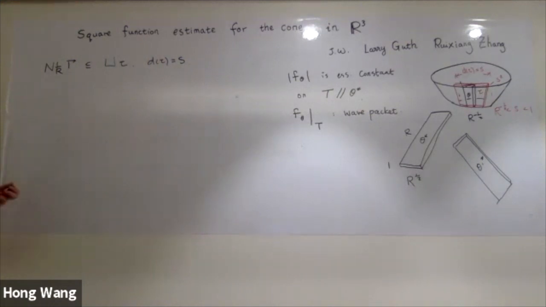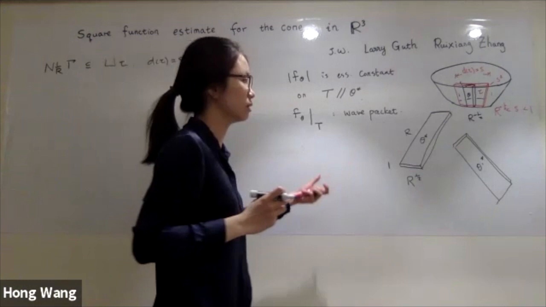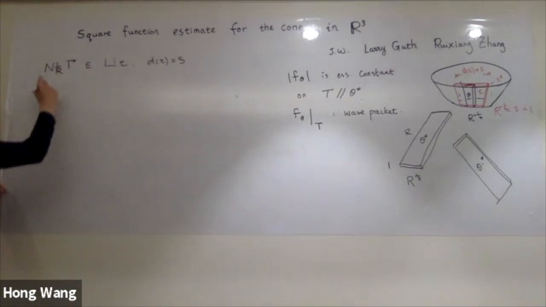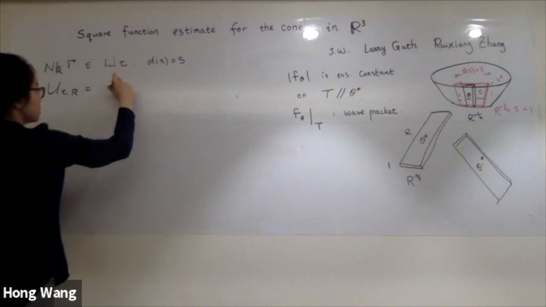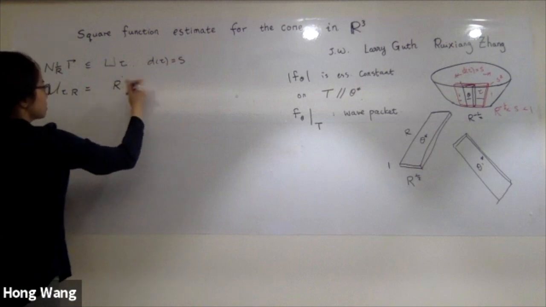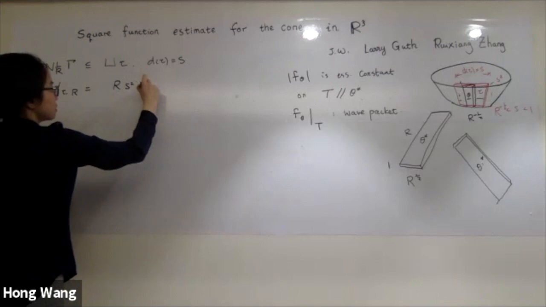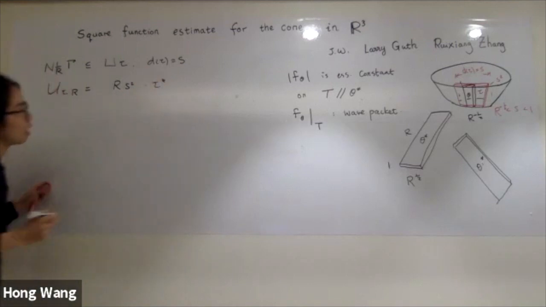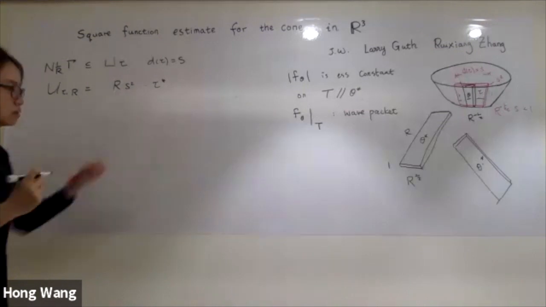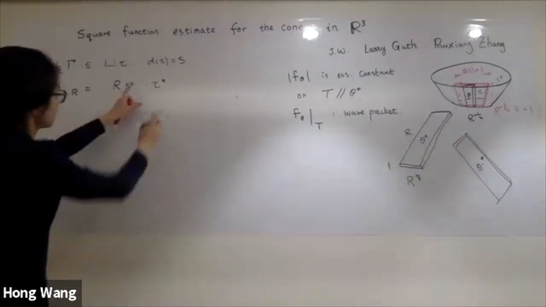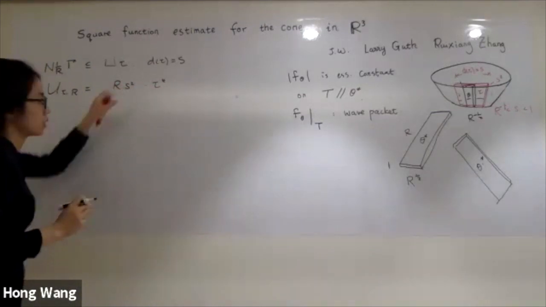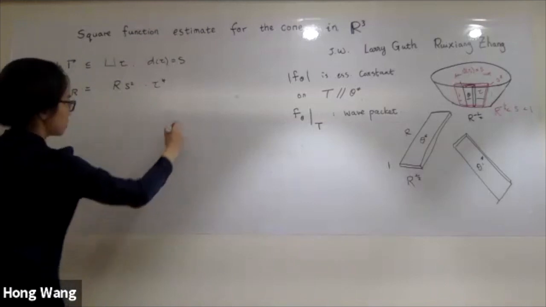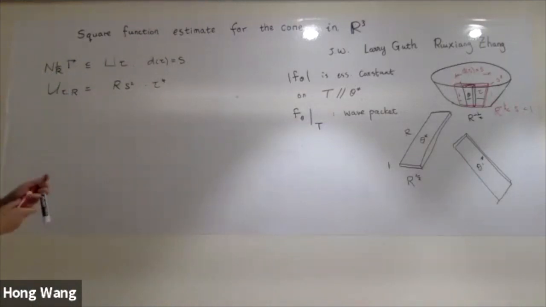Then we are going to find a box to contain those planks in nearby directions. So we define U tau R as R S squared times tau star. This means that we dilate tau star by a factor of R S squared. So let's see what U tau R is.